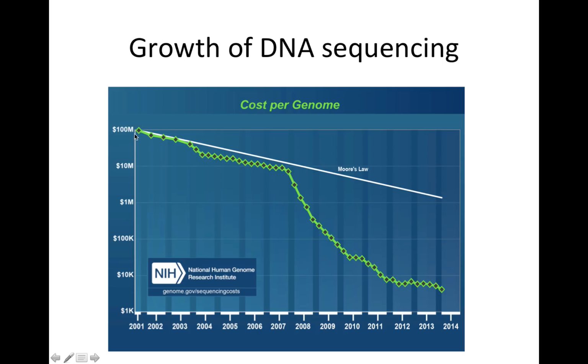And then what you notice is that it was going down fairly quickly for a while, and then it started going even faster. So that now out here, we are rapidly approaching when we could sequence a whole human genome for 1,000 dollars.